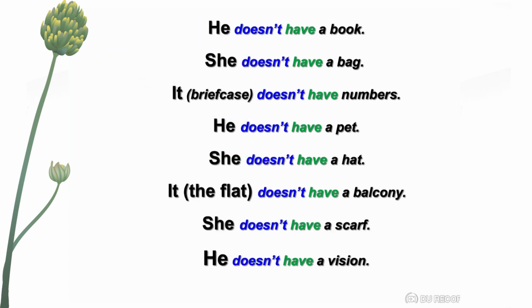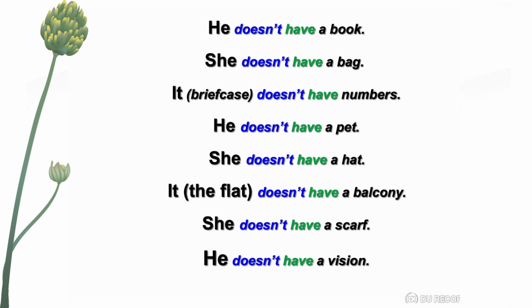He doesn't have a book. If you say he don't have a book, it's not correct. He doesn't. He doesn't have a book. Repeat after me. She doesn't have a bag. It or the briefcase. The briefcase is where you put your books if you are a businessman, or your articles or your things. So it doesn't have numbers.